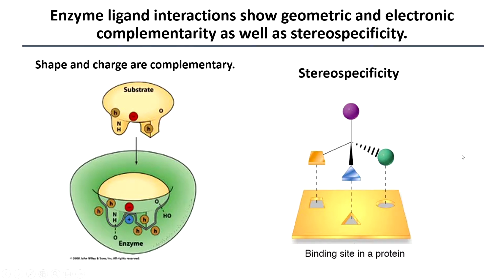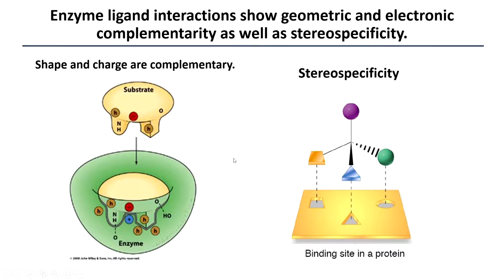This is related to the concept of stereospecificity. Remember, chirality matters, and the isomer that we're dealing with matters. The mirror image isomer of this molecule would not be able to fit into this binding site. And so the isomeric characteristic of the substrate is really important and determines its proper fit within the enzyme.